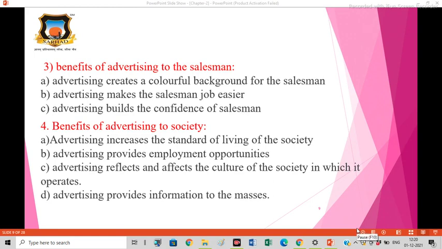Hence, advertising is useful to the customer, it is useful to the manufacturer, and it is useful to the salesman and the society also.